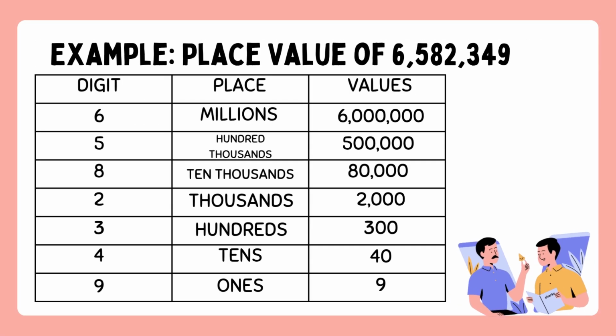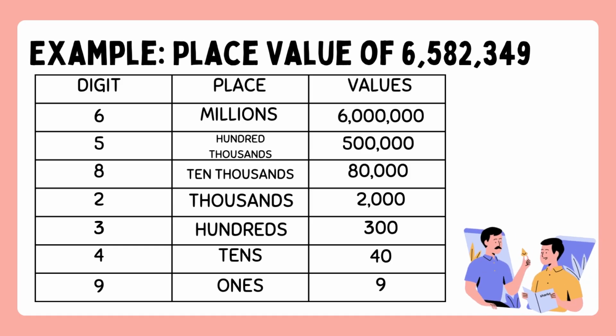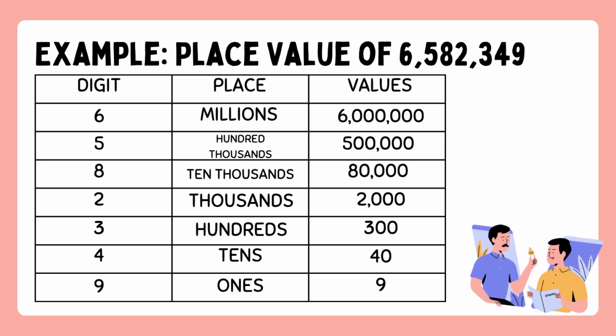In 6,582,349, the digit 6 means 6 million, while 9 means 9 ones. Each place multiplies the digit by a power of 10.